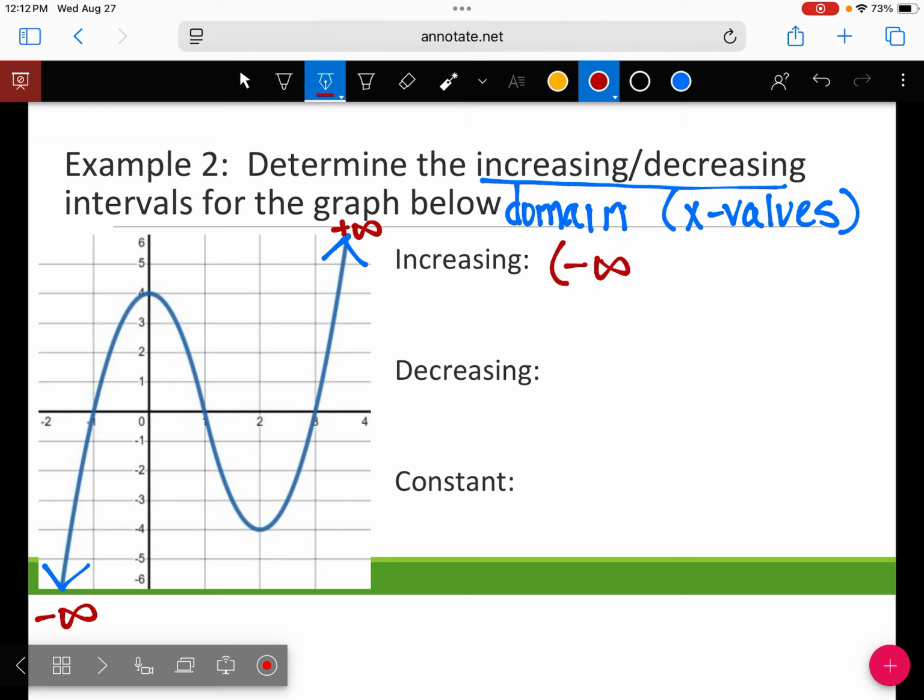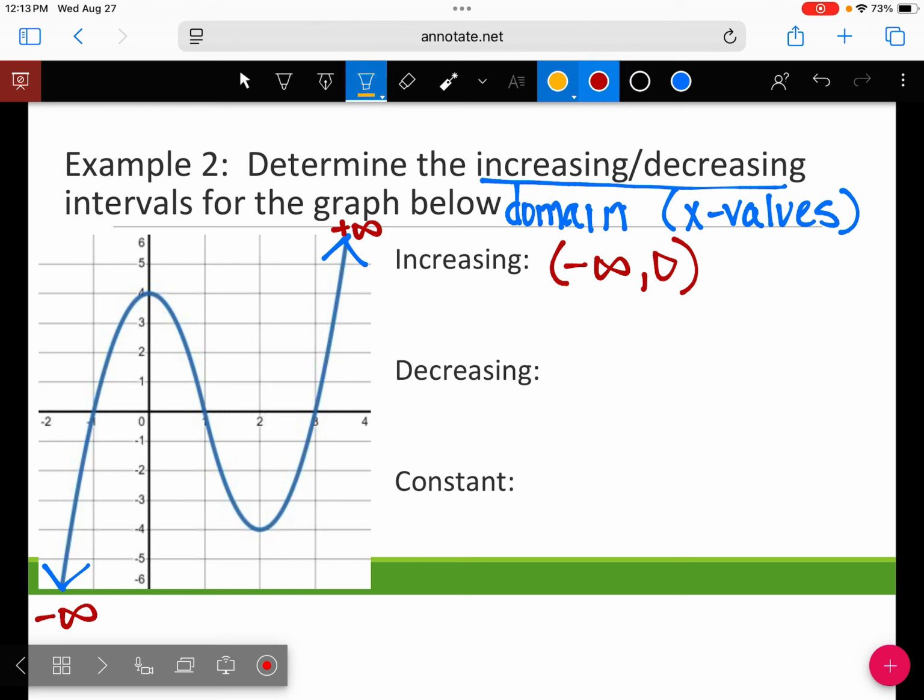So let's look at the board again. I'm tracing it. See, negative infinity, the dot is going up. It stops increasing right here. What does x equal right there? 0. Now, you don't put 4 because we don't care about the y-axis. It's the domain. So from negative infinity to 0, this graph is increasing.